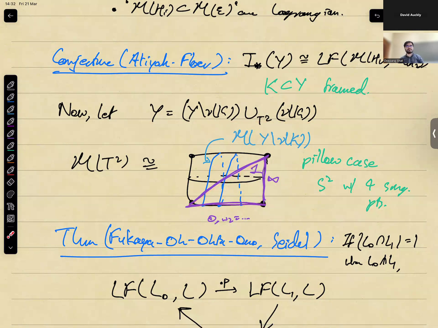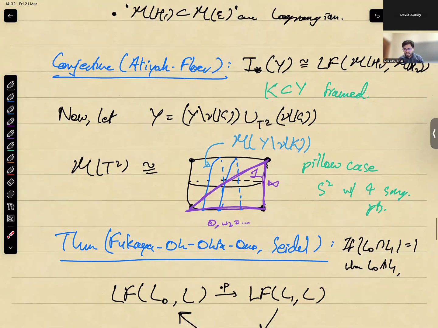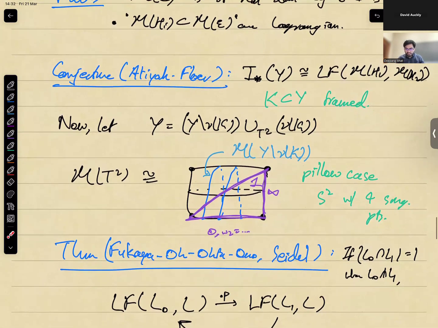And I want to point out that in the context of Floer's original triangle, you have infinity surgery, one surgery, and then zero surgery with some decoration. These three fit together in the sense that if you take a connect sum of any two of them, you get the third one up to Hamiltonian isotopy. And this is what's going to be important for us.